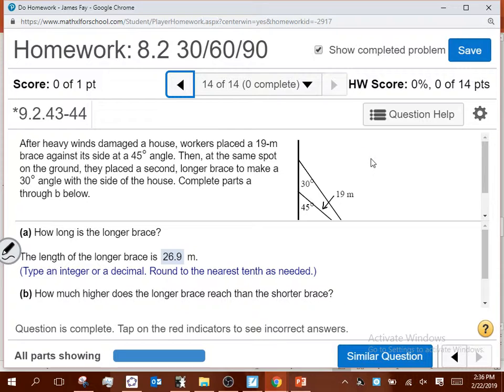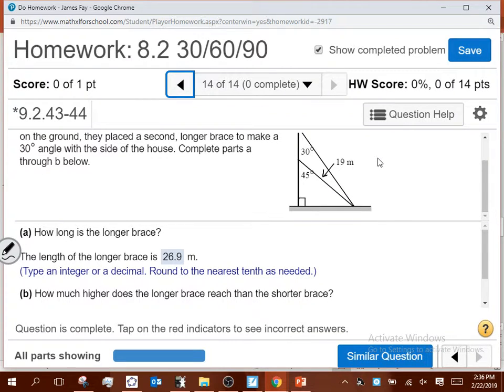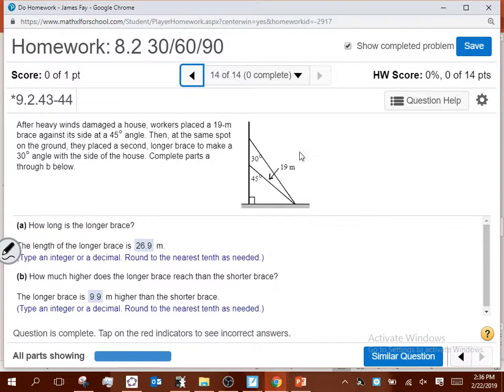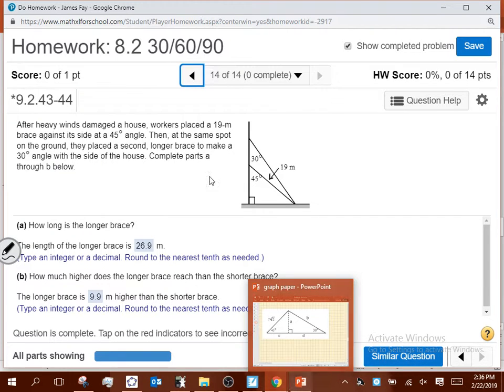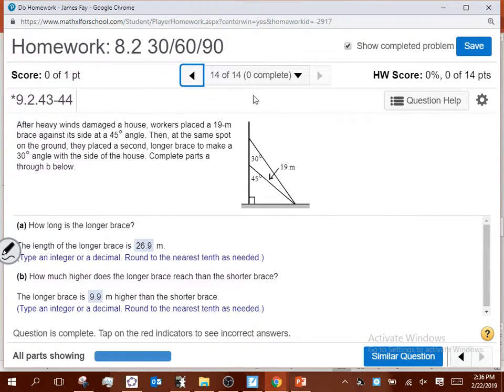Did we struggle with this one? Okay. Let's see here.